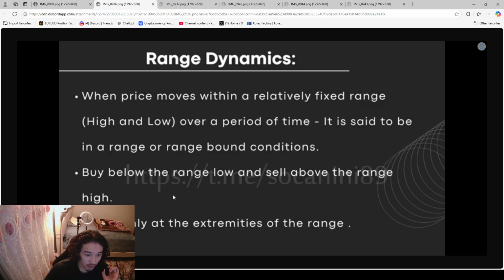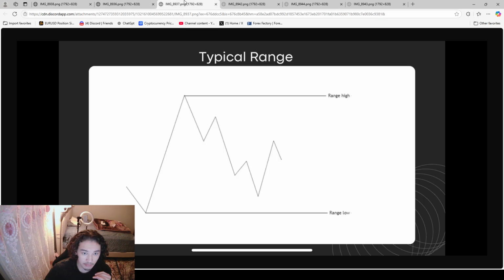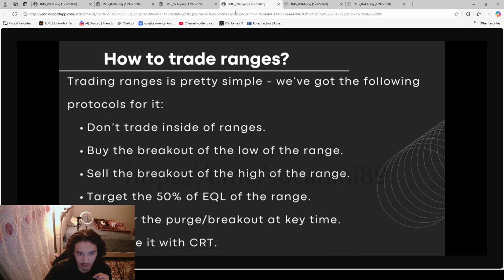This will save you time. This will let you know when you should get in and when you should not get in, when you should be in the market and when not, when to sit down and when to snipe. This helps you save time. Typical ranges: you can see the market create a low, create a high. When the market is stuck in between, that is considered a range. Simple as that. I'll go to the next chapter.